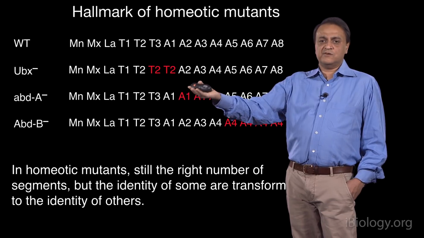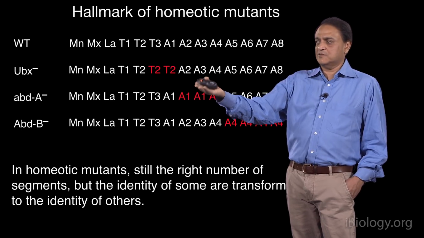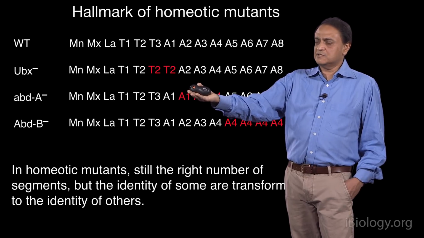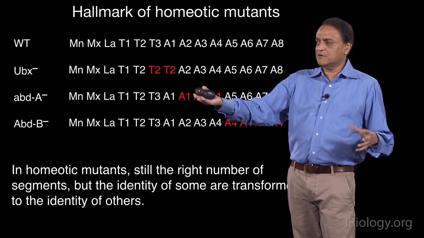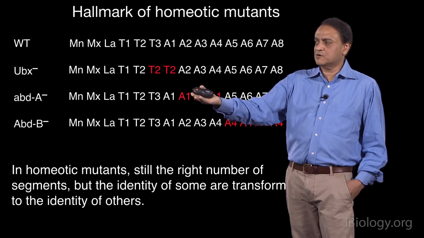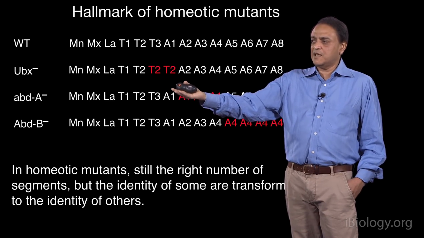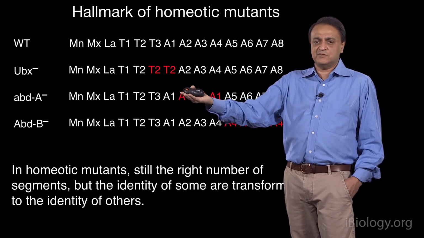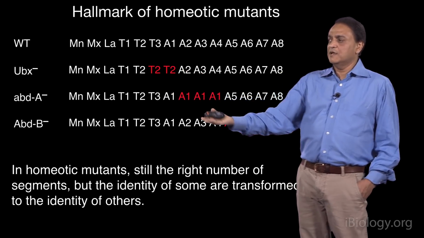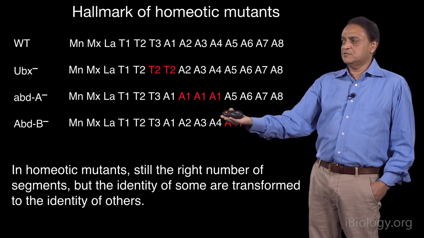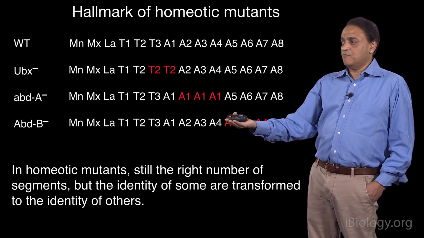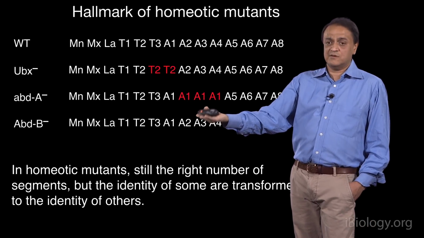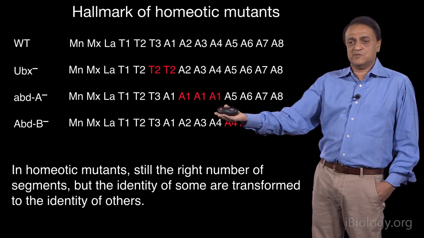So what happens when you completely remove the UBX gene? So again, the animal dies as an embryo, but when you look at it at the end of embryogenesis, it forms those denticle belts. You can look at them and you can tell what transformations have occurred. And what happens is that T3 and A1 now are transformed into T2. So now you have an animal with 3 T2 segments and no T3 and A1. Likewise, in an abdominal-A mutant, A2 through A4 are transformed into A1, right? So no segments are deleted, there's just a transformation of the segments.